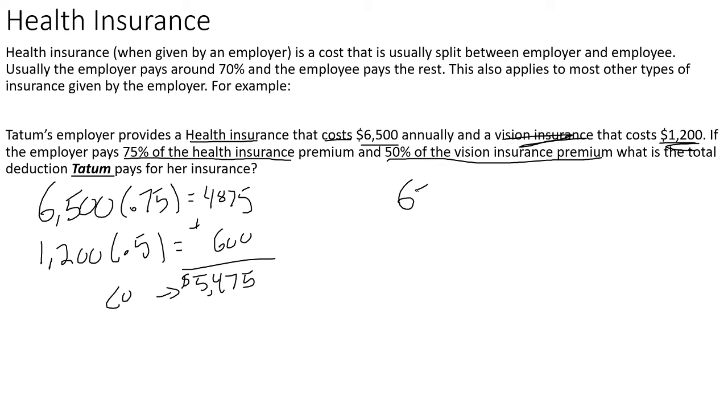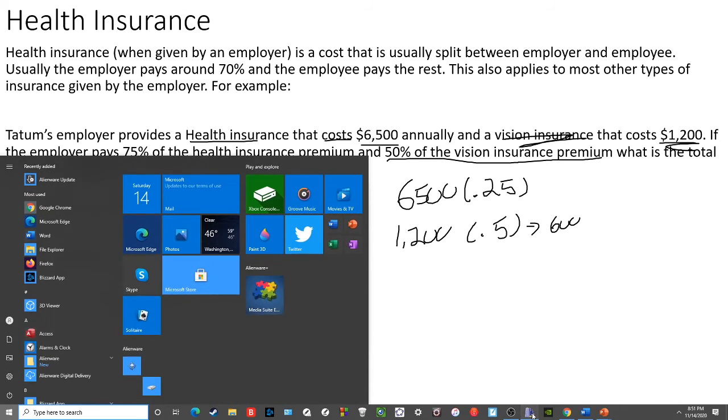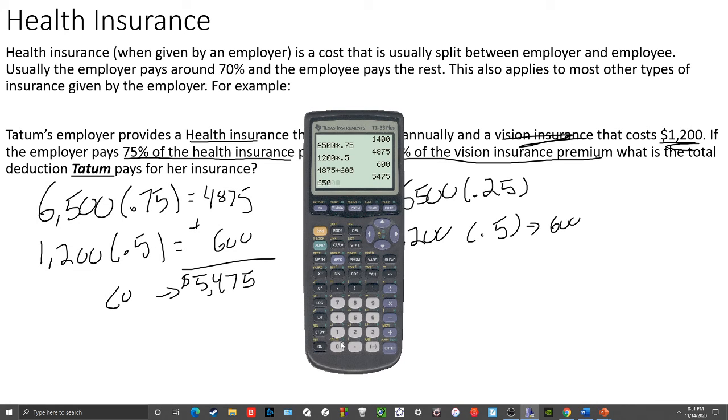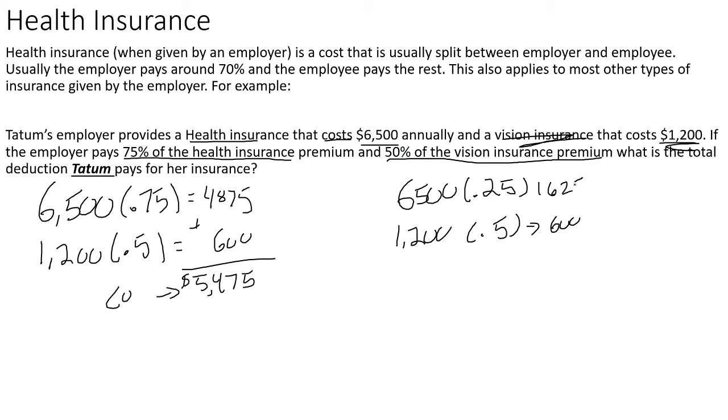What Tatum would have to pay is the rest. So if the company pays 75% of this insurance, that means she's going to pay 25% of it. And if the company pays half of this, that means she's also going to pay the other half. So this is what Tatum would pay: $600 for vision, and then whatever 6,500 times 0.25 is, 1,625. So 1,625. We add those up, and we get $2,225. Lots of twos in there. So this is how much money that Tatum would pay.